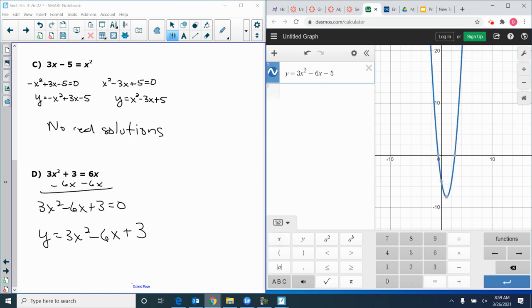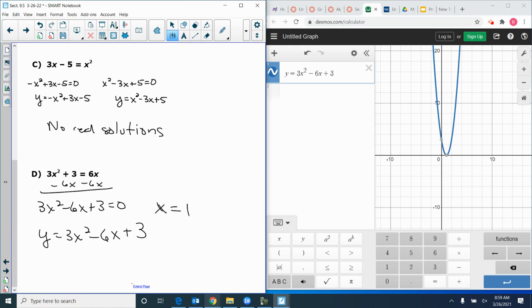And then what do I have? Plus 3. 3x squared minus 6x plus 3. Okay. Does it hit the x-axis? Yeah, it does. And what is that point? Now, if you go to that point with your cursor and you're interested in what point it is, it will tell you. Okay. So that means our answer is x equals 1.